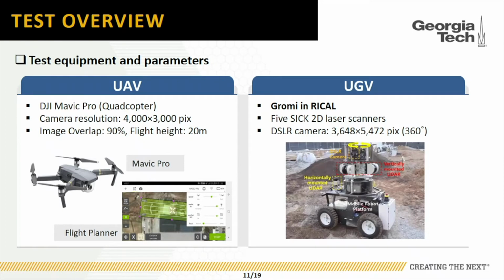We used a commercial UAV and Pix4D, one of the commercial flight planners, to plan the UAV photogrammetry task. For the UGV, this machine is designed in-house. We designed it with 5 2D LiDARs and a DSLR camera. The UGV has its own mission planner, so it can navigate through the site and use SLAM to avoid collisions.